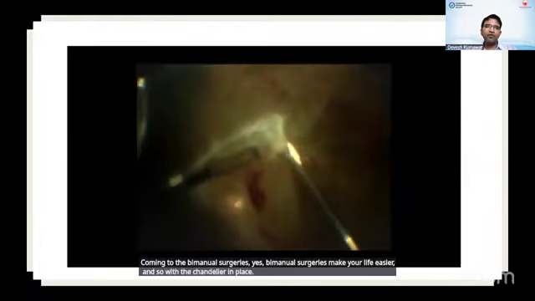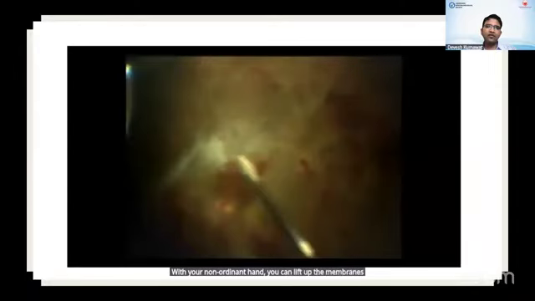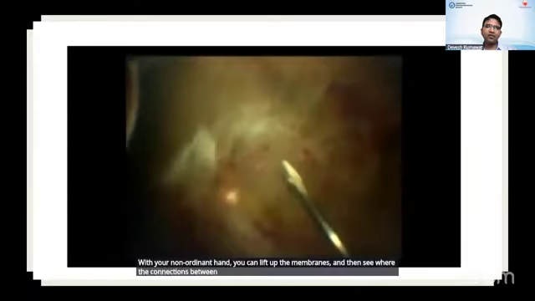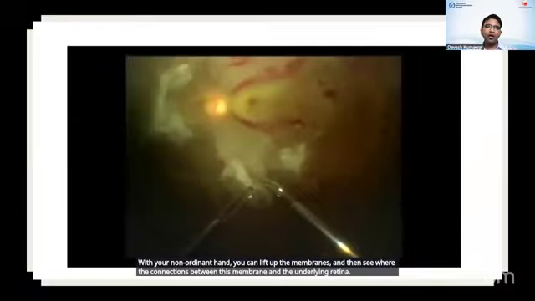Coming to the bimanual surgeries, yes, bimanual surgeries make your life easier. With the chandelier in place, with your non-dominant hand, you can lift up the membranes and then sever the connections between this membrane and the underlying retina, and your surgery becomes quite easier with the bimanual approach.